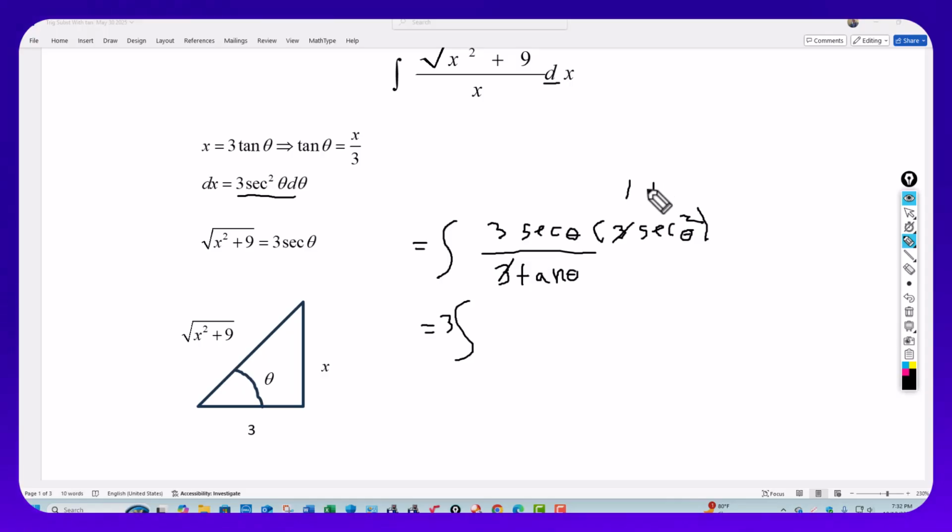This will be 1 plus tangent squared theta. That's one of your Pythagorean identities again: 1 plus tangent squared theta is equal to secant squared theta. So I'm replacing the secant squared theta by this expression here, 1 plus tangent squared theta. Get 3 out here, and I still have the secant theta, and then I'm dividing the tangent into this right here. So tangent theta into 1, or 1 divided by tangent theta.